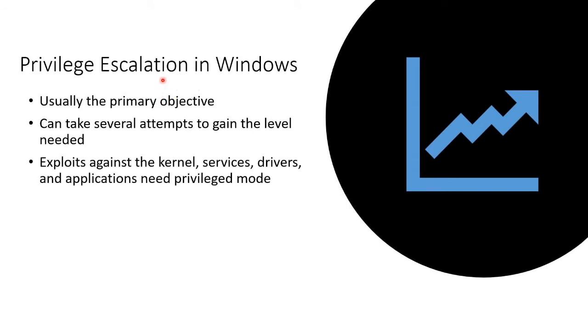In Windows, privilege escalation is usually the primary objective. Now, if you manage to get in with a buffer overflow, you're already there. But usually you don't get in at top level. You usually have to do some work, and it may take several attempts to gain the level needed. We can use exploits against weaknesses in the kernel, the services, drivers, or applications to get our privileged mode access.